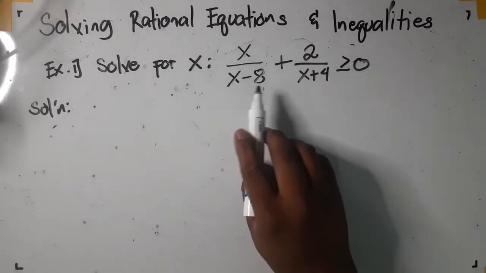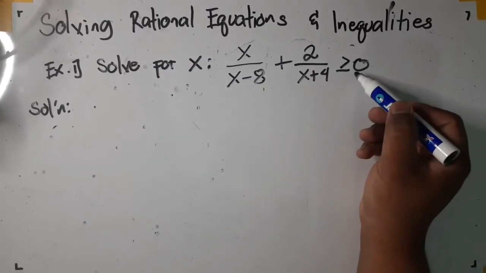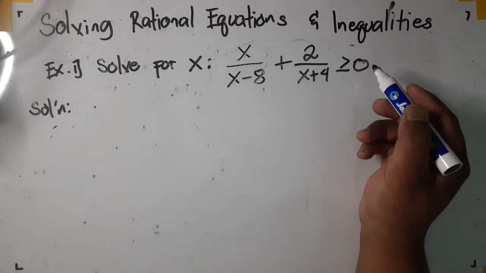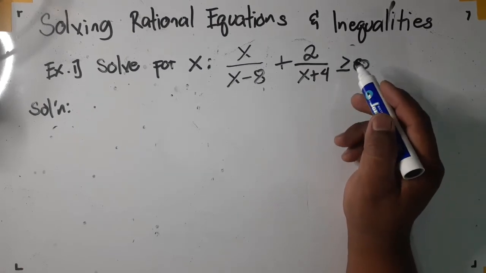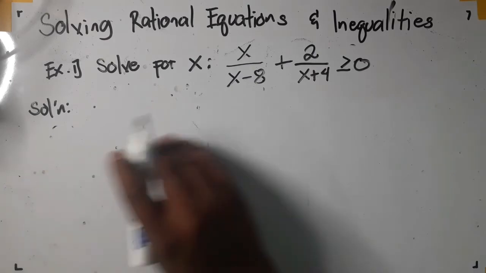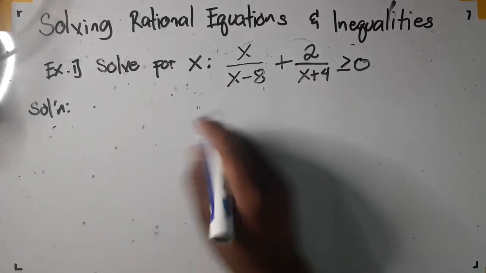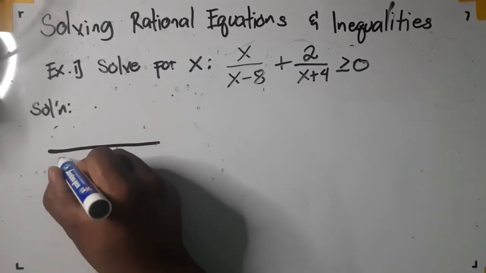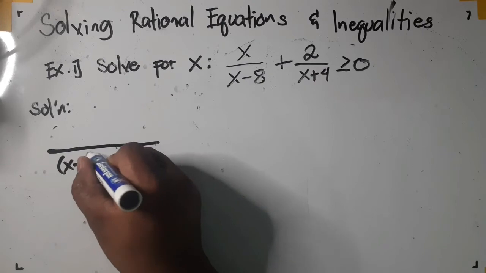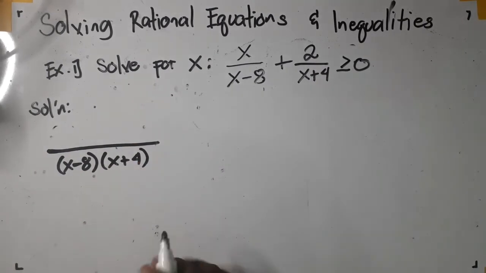Okay, another example is this one. So you have x over x minus 8 plus 2 over x plus 4 greater than or equal to 0. So for this example, there are two rational expressions with different denominators. So the first thing to do for this one is combine into one fraction or expression. So the LCD for these two is x minus 8 and x plus 4.